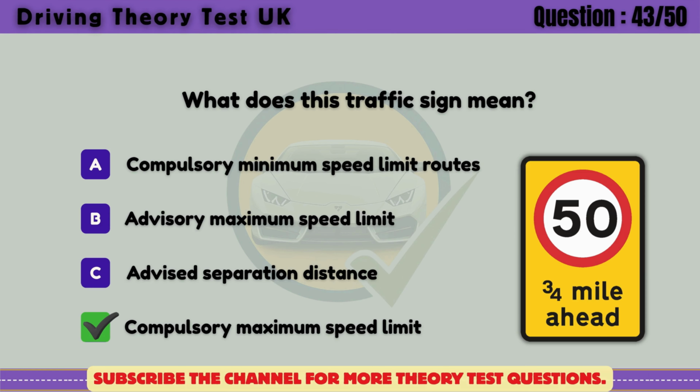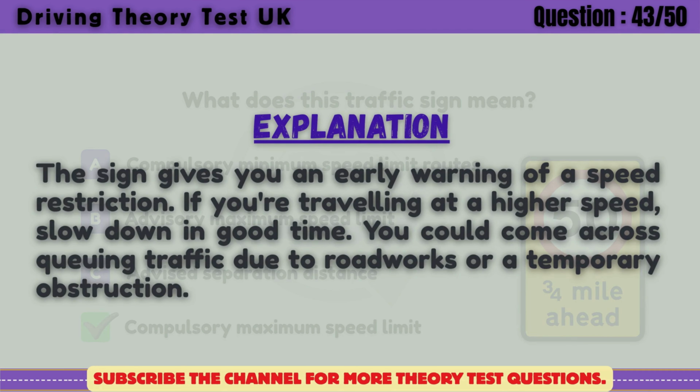Answer is D. Compulsory maximum speed limit. The sign gives you an early warning of a speed restriction. If you're traveling at a higher speed, slow down in good time. You could come across queuing traffic due to roadworks or temporary obstruction.